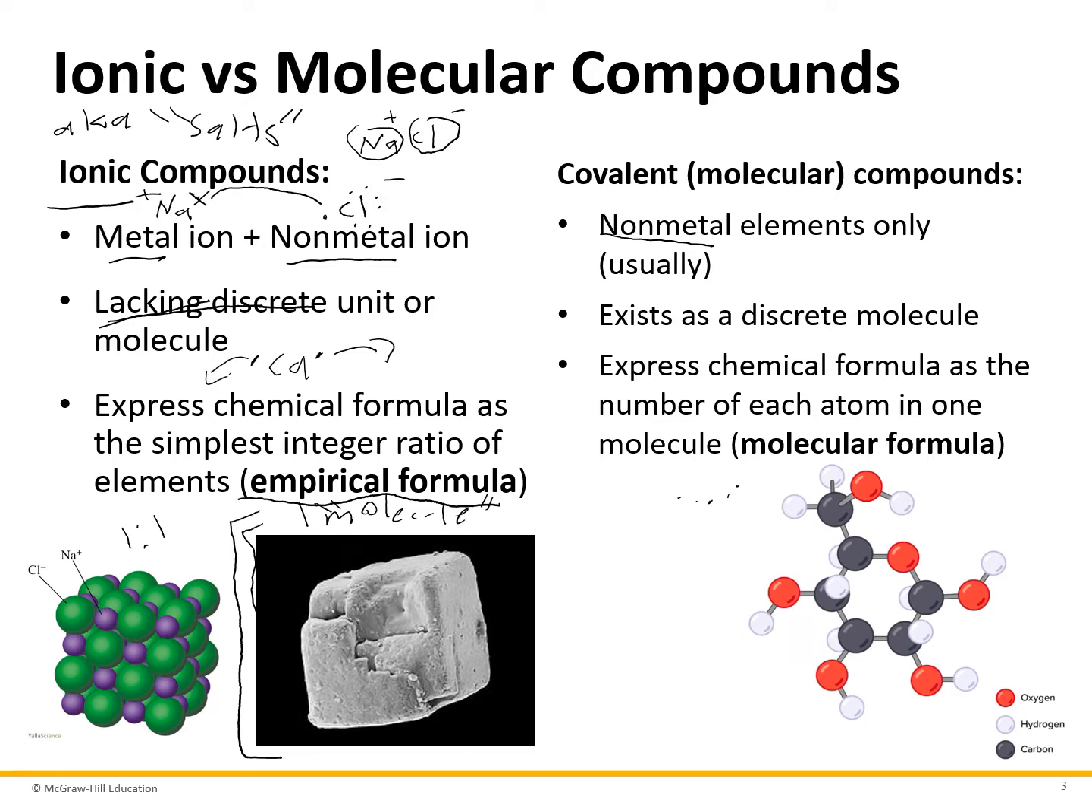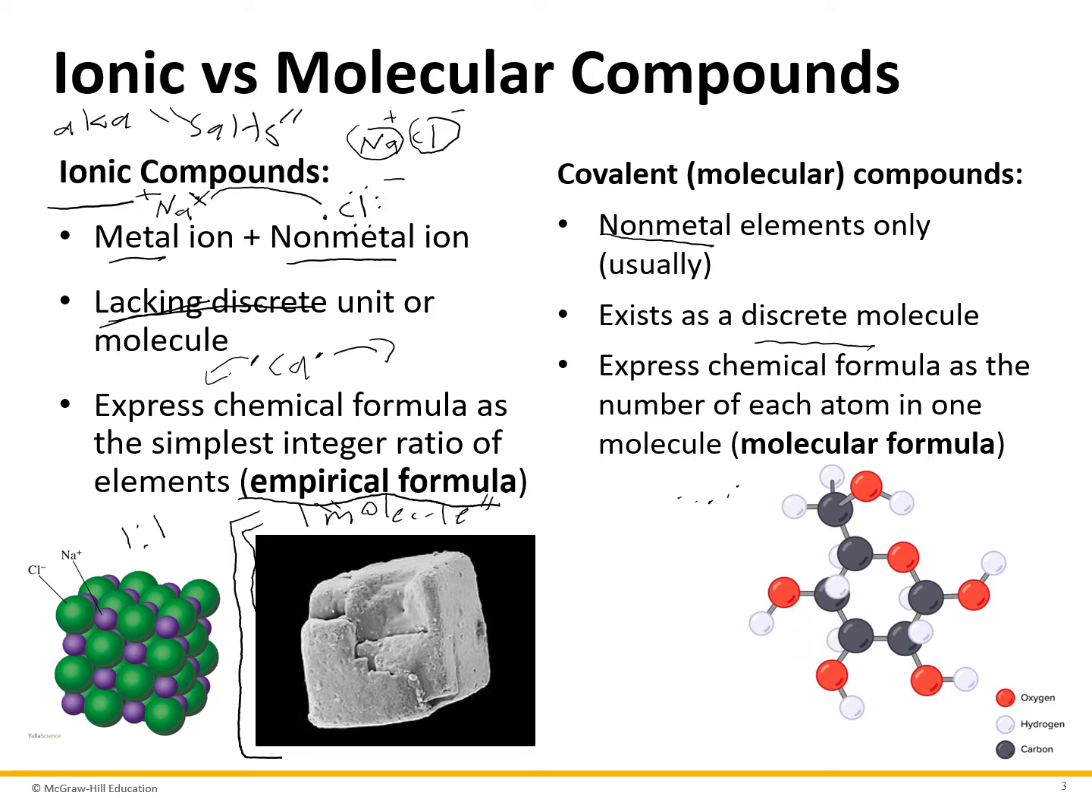These are all non-metals, and this exists as a discrete molecule, okay? And you express the chemical formula as the number of each atom in one molecule, and we call that the molecular formula. So this is a molecule of glucose. So what would the molecular formula for a glucose molecule be?